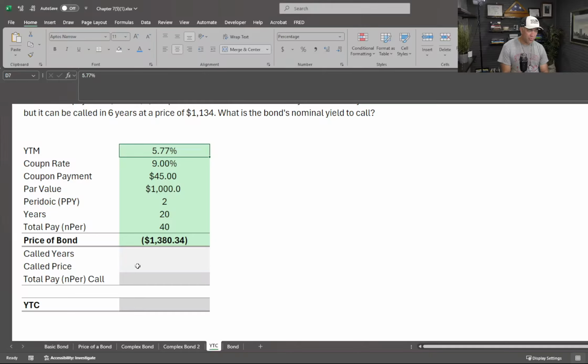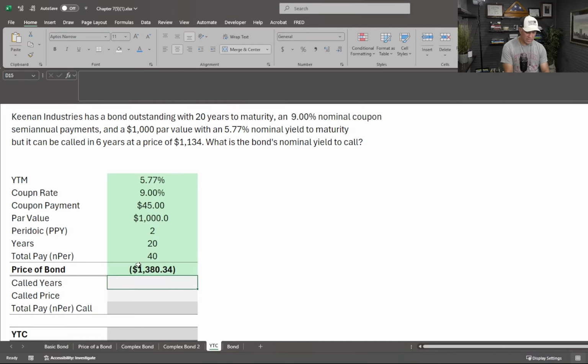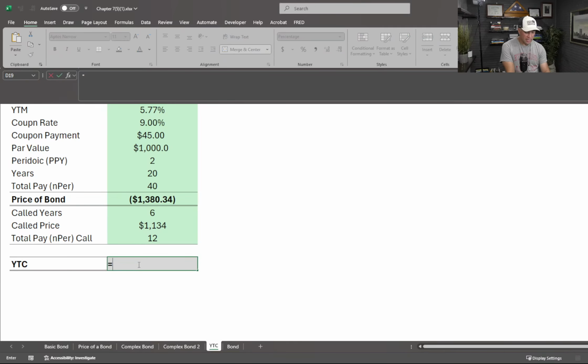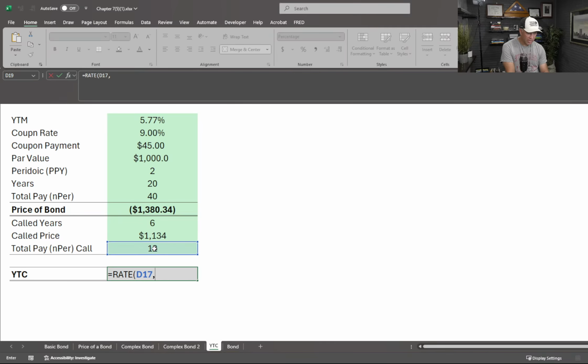So now, since we have the price, we can find out what the yield to call is. That's the tricky part of this question. We have to solve for the price. It was not given. Called years, that would be 6. They can call it. Called price was 1,034. Total number of payments till call, that's 6 times 2, which would be 12. And then we could find out our yield to call. That's going to be the rate. Total number of payments for the call is 12.